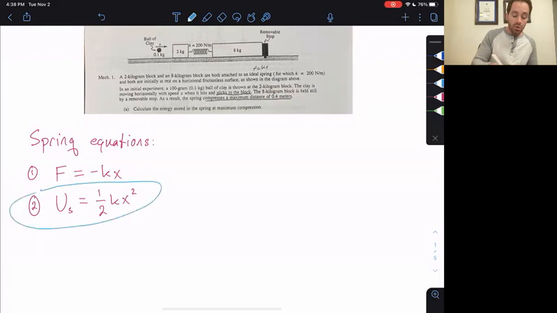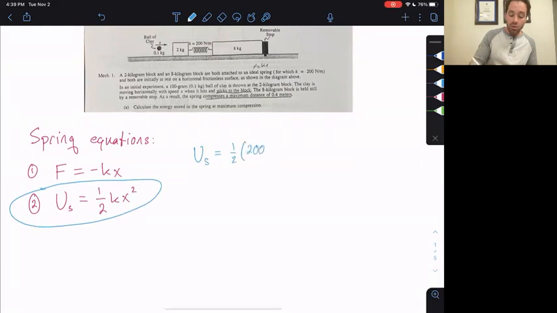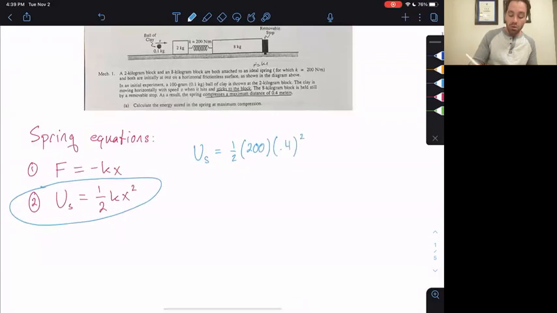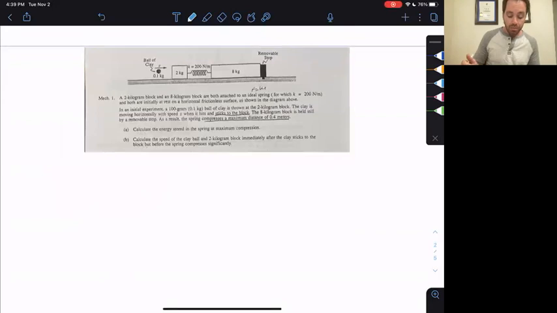So we're going to be using this equation, and U_S is going to be 1/2 times the spring constant of 200 newtons per meter times 0.4 meters squared. Half of 200 is 100. 0.4 squared is 0.16 because 4 times 4 is 16. Give it 2 decimal places. So this is 100 times 0.16, which is 16. It's a unit of energy, so it's joules. Okay, let's go to part B on the next page.